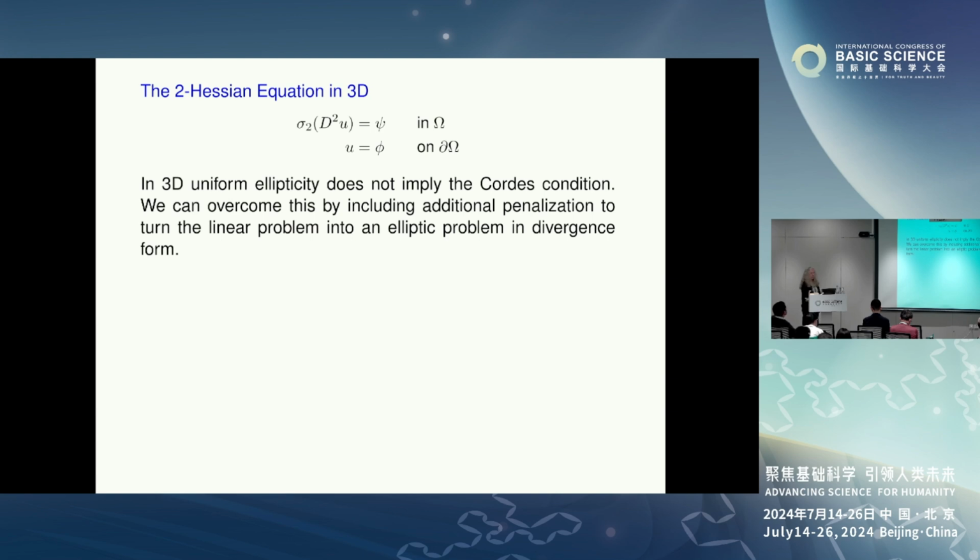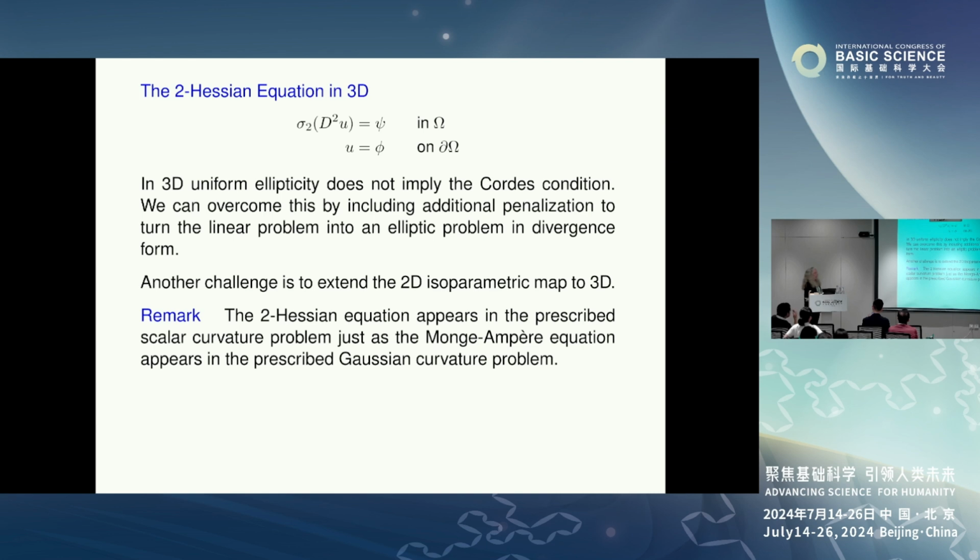In 3D, uniform ellipticity does not imply the Cordes condition. But we can overcome this by including additional penalization to turn our linear problem into an elliptic problem in divergence form. Another challenge is to extend the 2D isoparametric map to 3D. Now, the two Hessian equation appears in the prescribed scalar curvature problem, just as the Monge-Ampere equation appears in the prescribed Gaussian curvature problem.